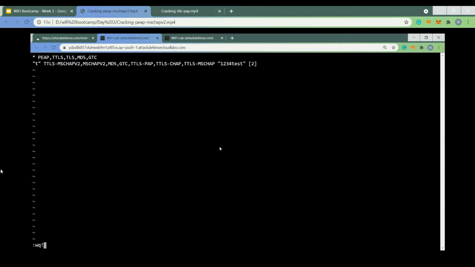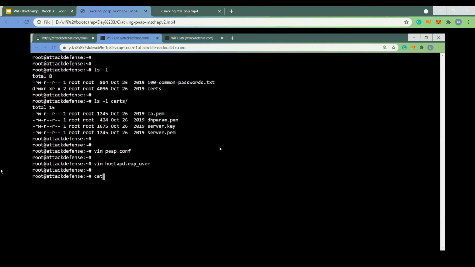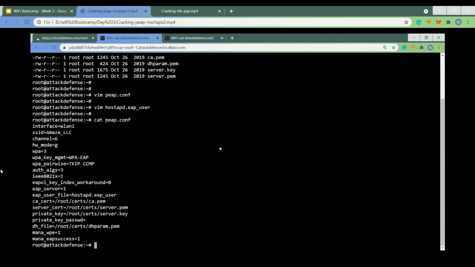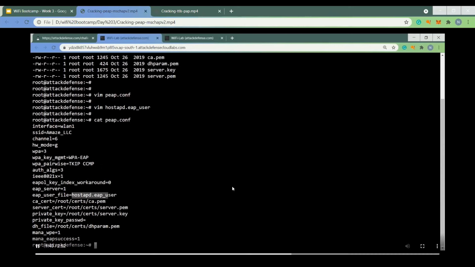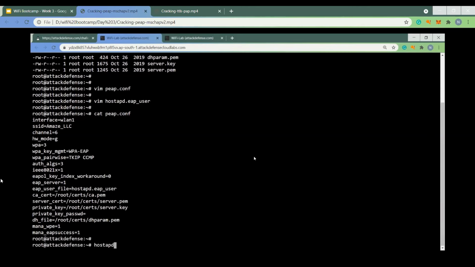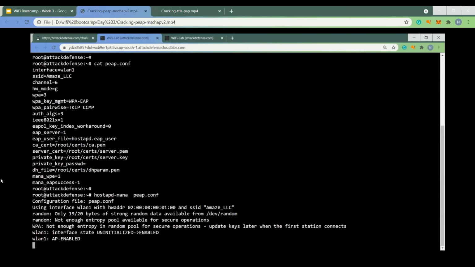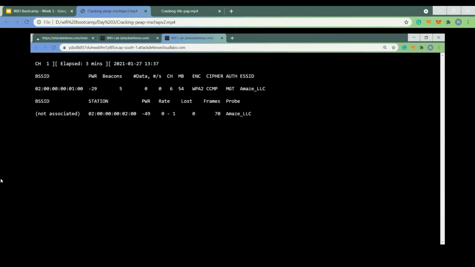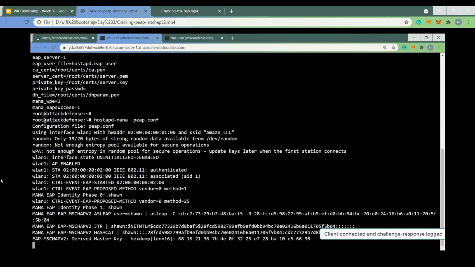So we save this, and now we are ready to launch our honeypot. This is the configuration file, the peep.conf. This is the file that we just created, the EAP user file. So everything is ready now, and we can use the hostapd-mana command to run hostapd-mana. We can pass it the configuration file, and as you can observe, the honeypot is in progress. It is operating now, and we can also see the same in our airodump.